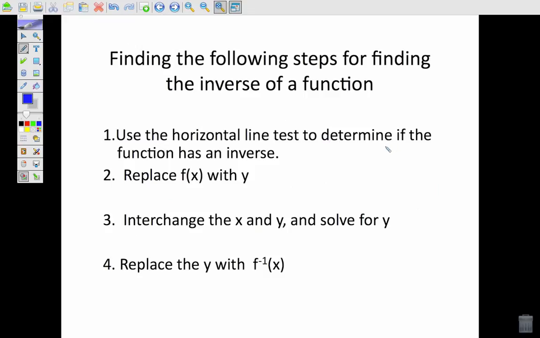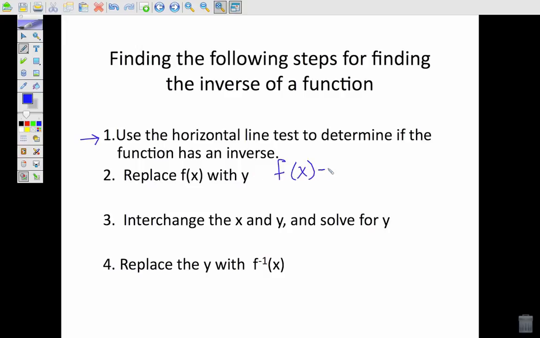All right, the last thing that we're going to do is find the following inverses. We're going to use these steps to find the inverse. First, you have to have a function that passes the horizontal line test to be able to get the inverse, okay? We are going to replace f of x with y. You want to pause the video here and write these steps down.